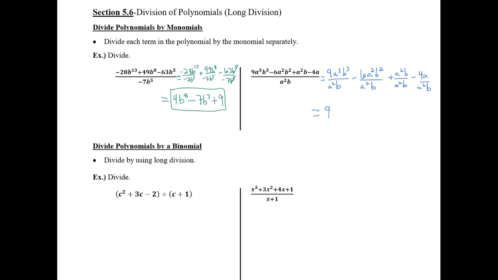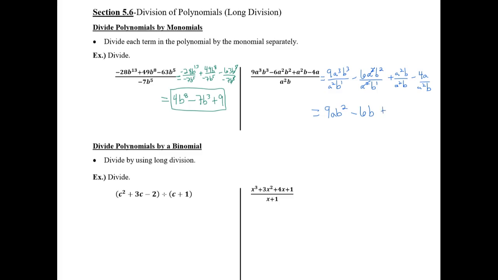Now we divide the variables. A cubed divided by a squared, we subtract: 3 minus 2 is 1. We have a to the 1st power, or just a. B cubed divided by b. So this is b to the 1st power. So 3 minus 1 is 2. We're left with b squared. Minus 6 divided by 1 is 6. And then a squared divided by a squared is 1. B squared divided by b, which is like b to the 1st power. 2 minus 1 is 1. So we have 1b, or b to the 1st power.